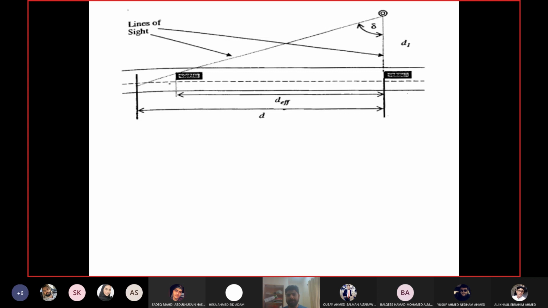So D1 will be your base and D effective will be your perpendicular, right? Angle is with the base. So D1 is 60 feet, right?